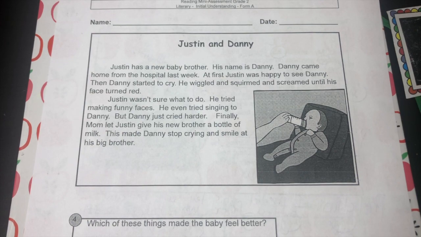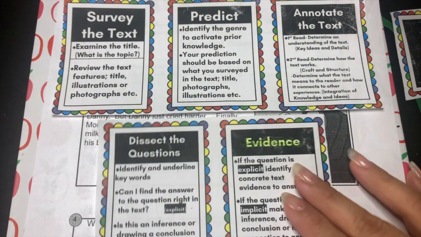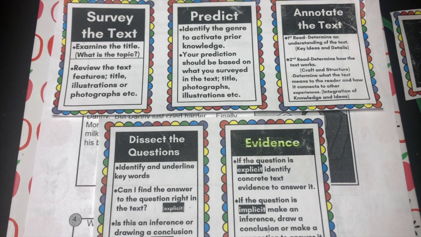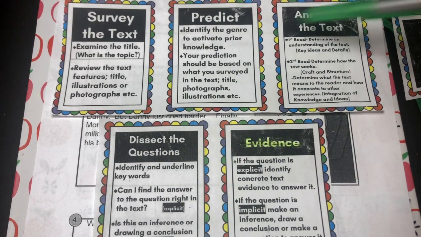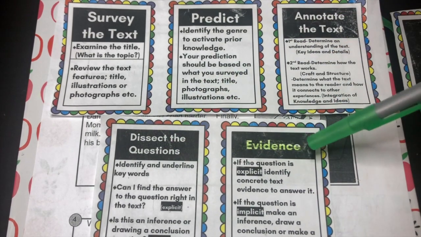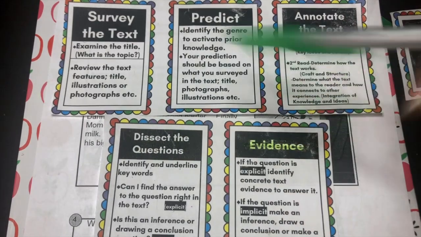All right, SPADE strategy review. We always have to follow this routine. I am being repetitive, which means I'm repeating myself every time we see this video, because when you get to third grade, your third grade teachers will expect you to already know how to do this without them having to teach you. They will help you and remind you, but they're not going to teach you like Ms. Hernandez is teaching you every single time. So first we survey the text, then we write our prediction, then we annotate the text. After we annotate the text, we dissect the questions, and then we use text evidence to support our answers.